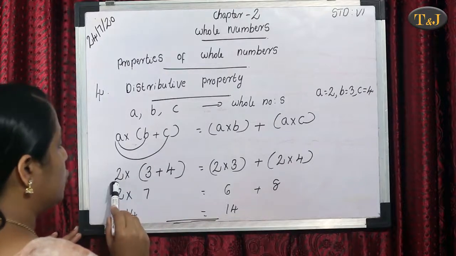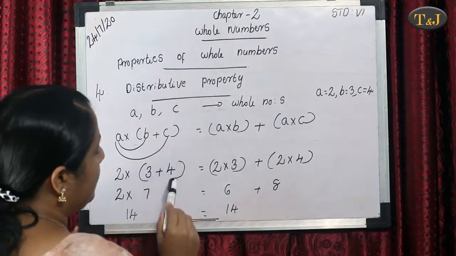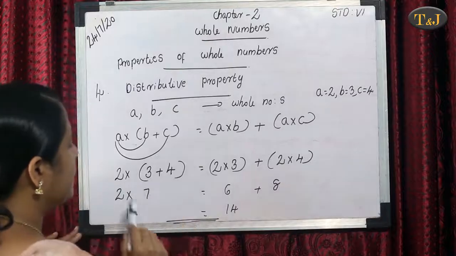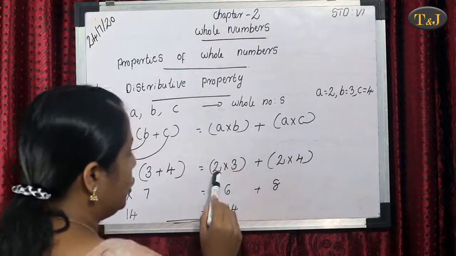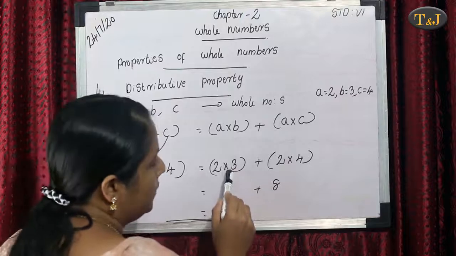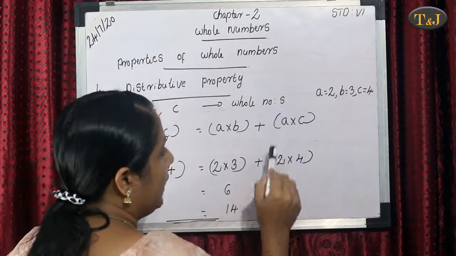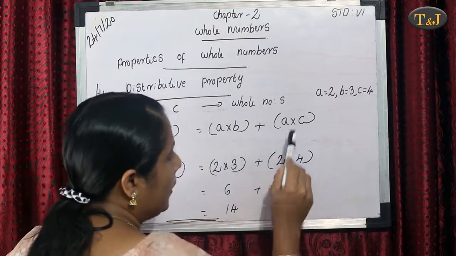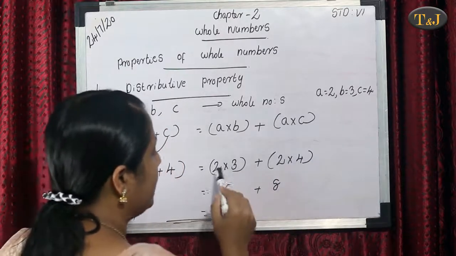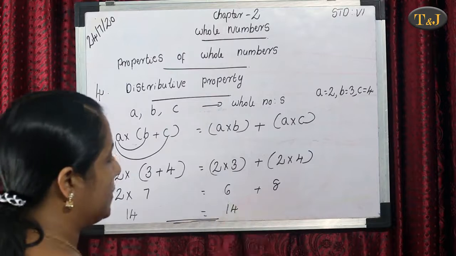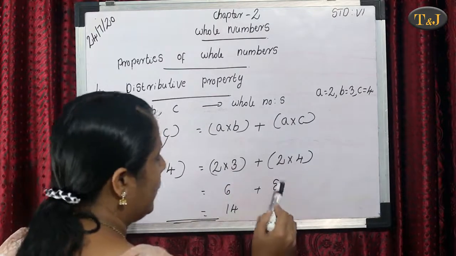Then A's place 2, then put multiplication symbol, then B place 3 and C place 4. Then middle plus, then 2 cross 3 plus 4. Then here A's value 2, then put this cross symbol, then B's value 3, then put the bracket, then plus again A's value 2, cross, then C's value 4, then again put the bracket. This bracket means we have to multiply the two numbers together. That means 2 cross 3 equals 6 and 2 cross 4 equals 8.